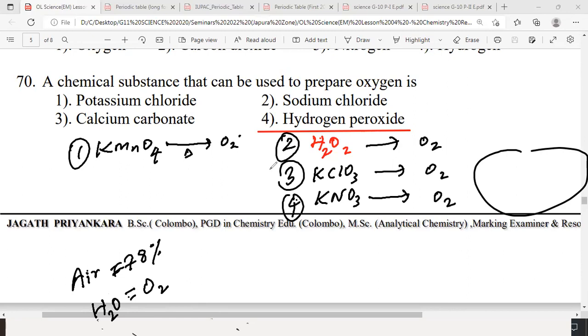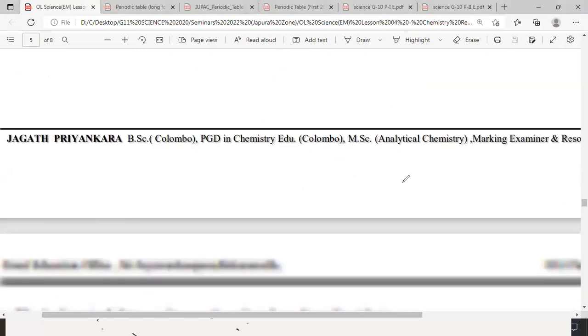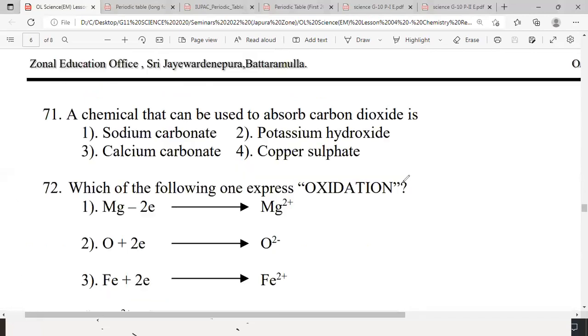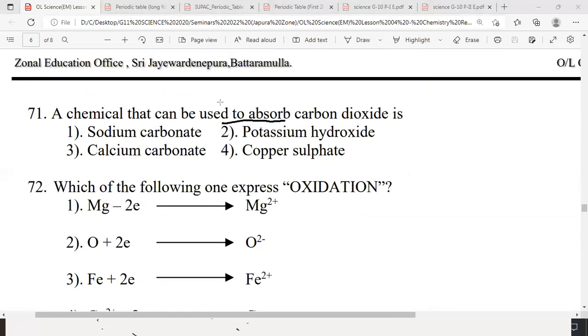Now photosynthesis you can do artificially in the lab. Carbonates can be used to prepare what gas? Carbon dioxide gas. Any carbonate, calcium carbonate or magnesium carbonate or any other carbonate, right? Question number 71. To absorb CO2, in most of the biology practicals, respiration practicals, we use this. To absorb CO2, what is used?